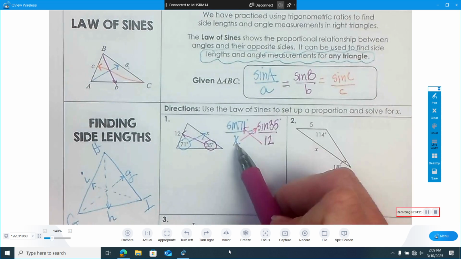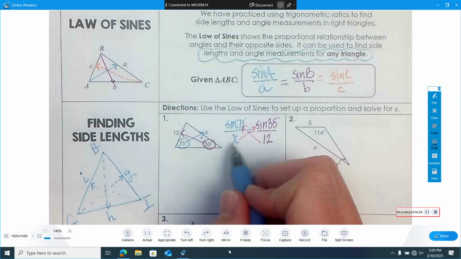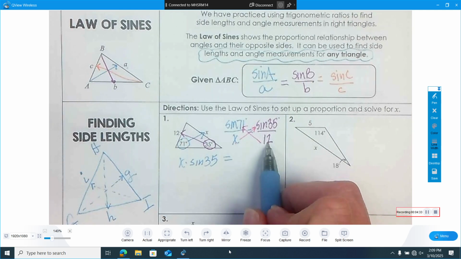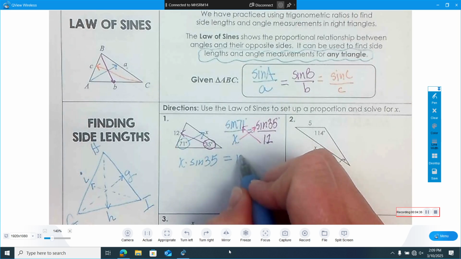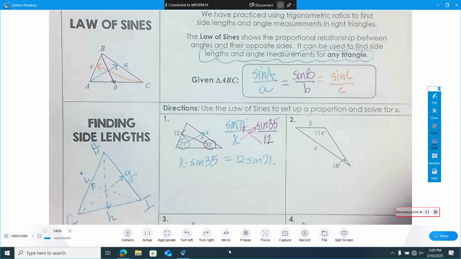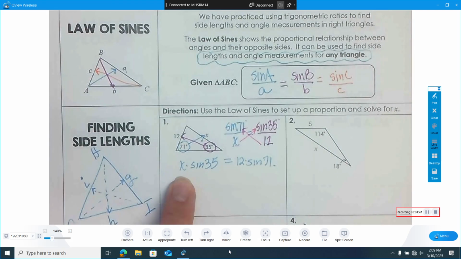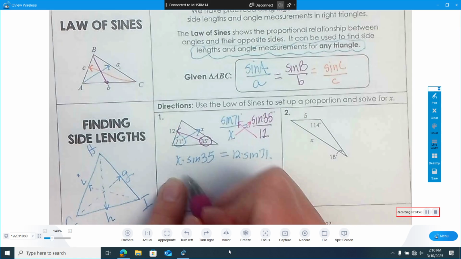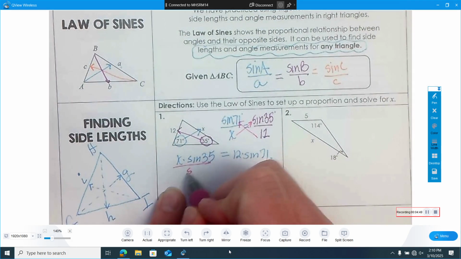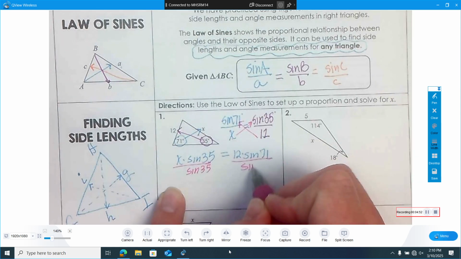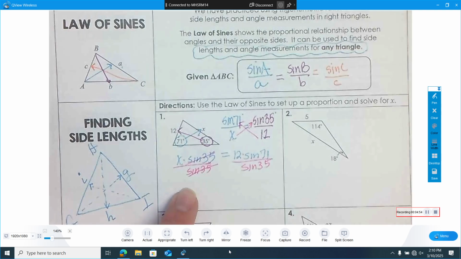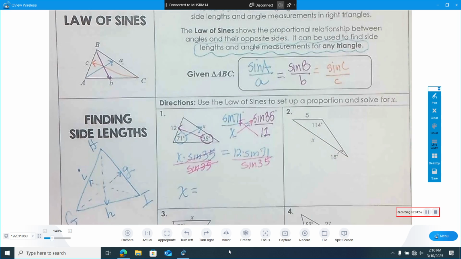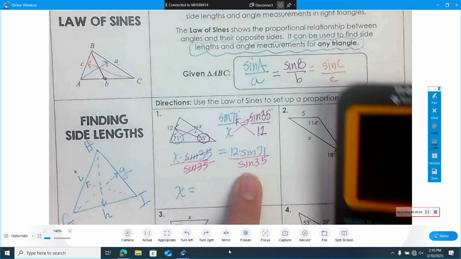Now, like always, I'm going to start with the thing that has the x on it. So this is going to be x times the sine of 35 is equal to 12 times the sine of 71. All right, I'm trying to get x by itself. What do I need to get rid of? Sine of 35. How do we get rid of it? Divide by the sine of 35 on both sides. Dividing, the sine of 35 goes away. So we get x equals, now we're going to plug this whole thing into our calculators.